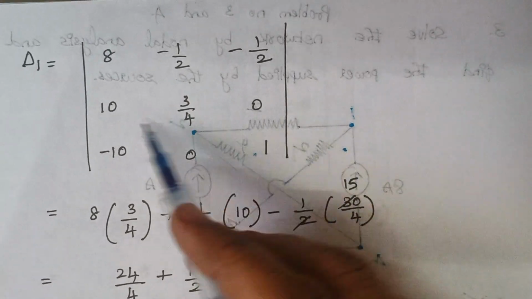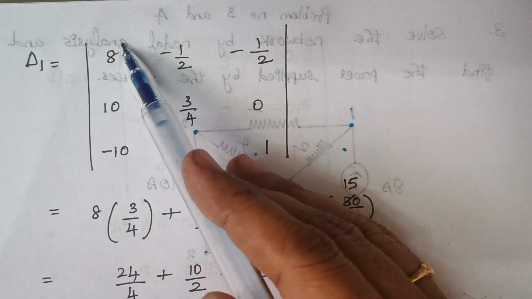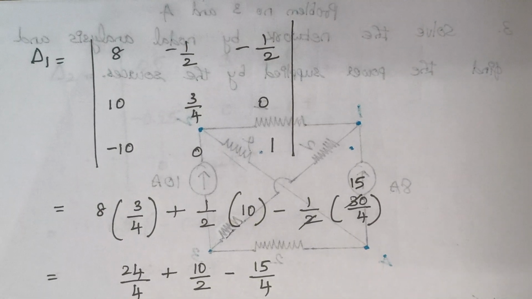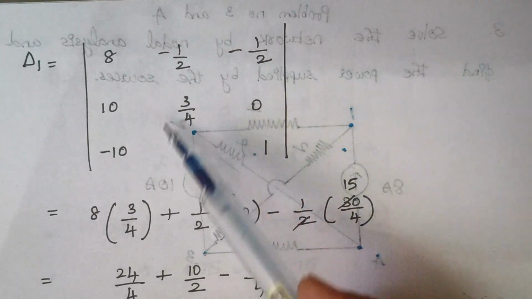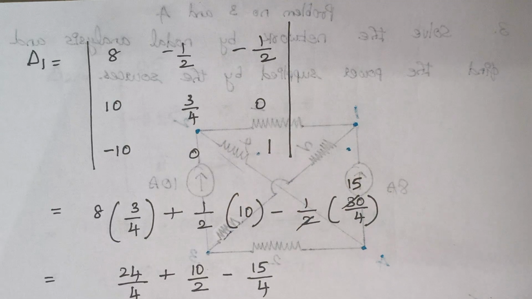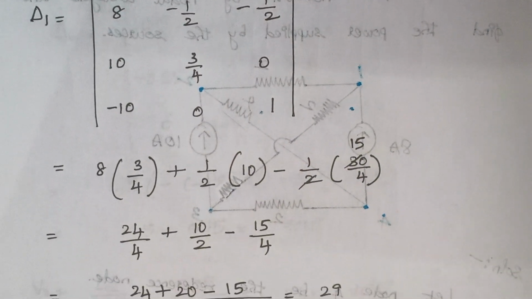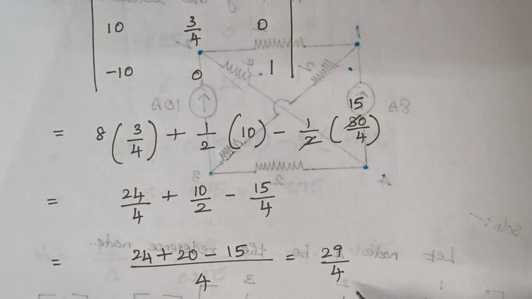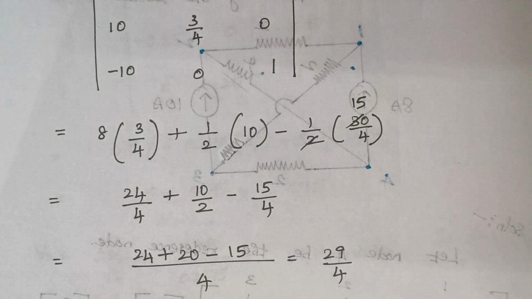So here we have calculated del 1, that is, the first column is replaced by the source values. When you find the determinant value, the value of del 1 is given as 29 by 4. And the next thing is to find V2.